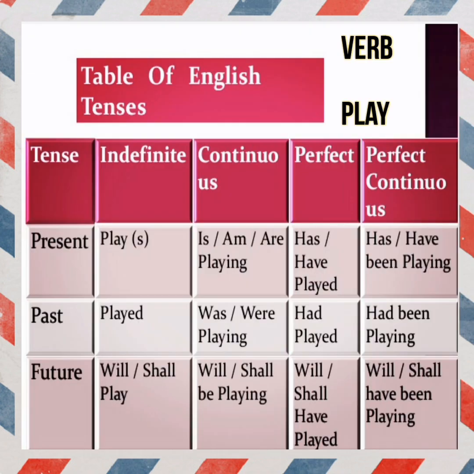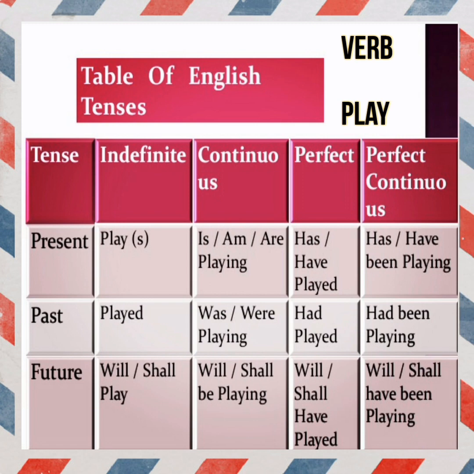It's better to understand with examples. Now let's take the verb "play." Simple present: for singular it is "plays," for plural it is "play." Present continuous, we have to add am, is or are plus verb plus ing, that is "playing." For present perfect, we have to use has or have plus the v3 form, "played." For present perfect continuous, we have to use has or have been plus verb plus ing, that is "playing."